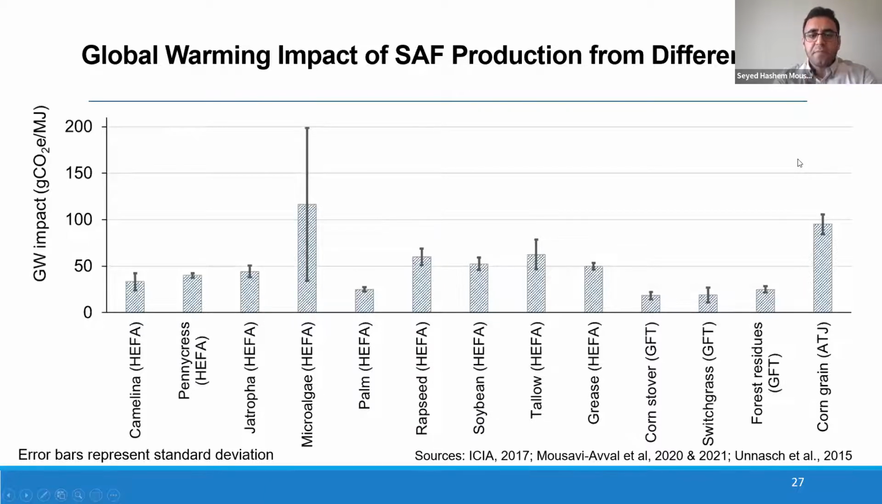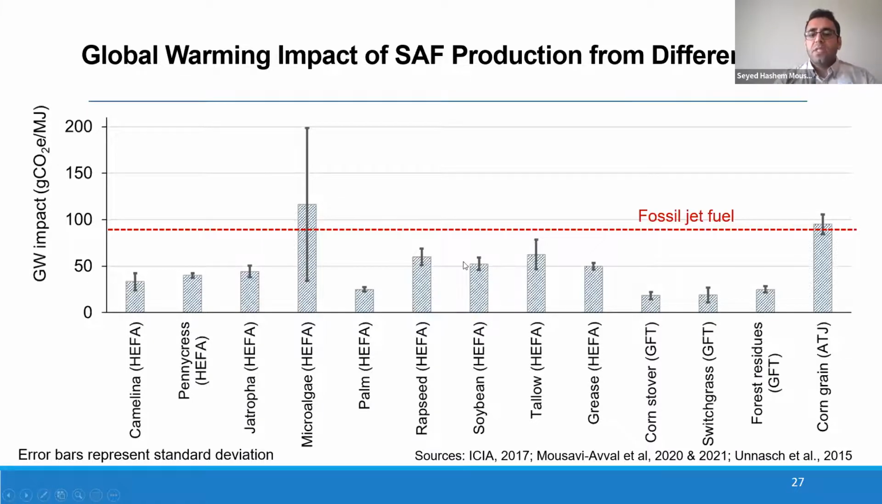And this graph shows the global warming impact of SAF production from different sources. Here, there are some oilseed or oil-based feedstock, and there are some lignocellulosic biomass sources, for example, corn stover, switchgrass, forest residue. So overall, you can see that for SAF production from oil-based feedstock, usually we have higher global warming impact than from lignocellulosic biomass.